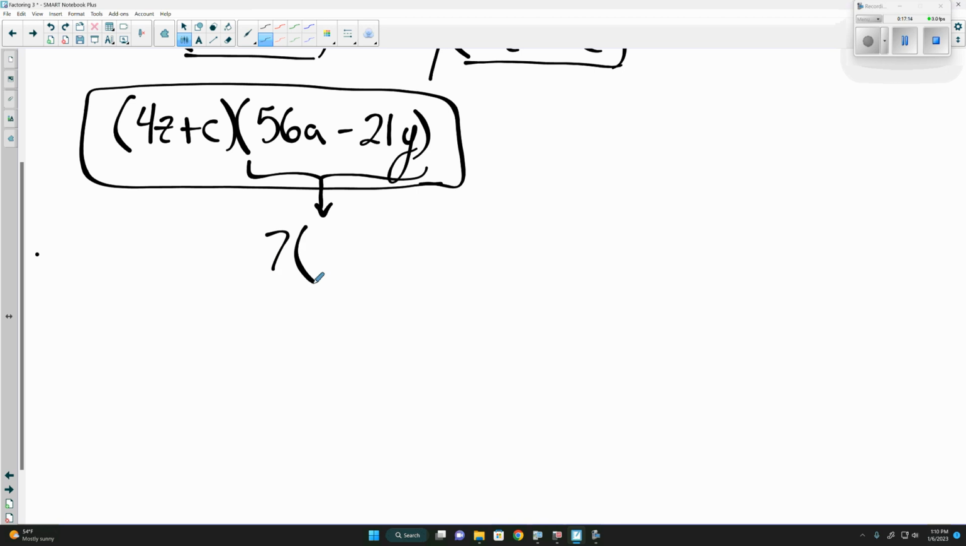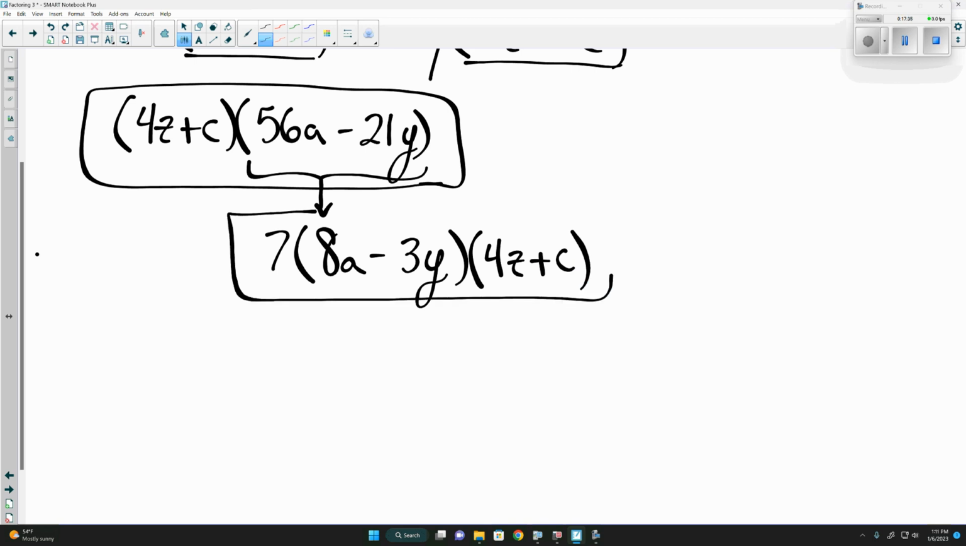So this here, what we would do is factor the 7 out. 56 divided by 7 is 8a. So I would write it, because this would be factored completely. Minus 21 divided by 7 is 3y. Now we still have the 4z plus c. So this here is factored completely. The other one's just factored. So whenever the problem asks for something to be factored completely, we have to take it all the way. But otherwise, that's it.